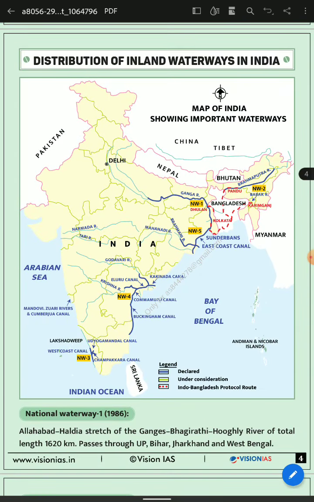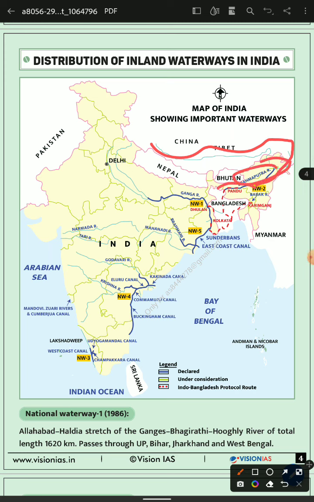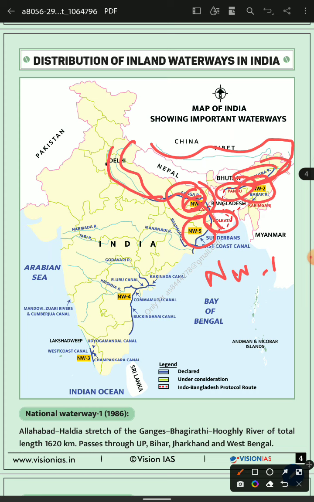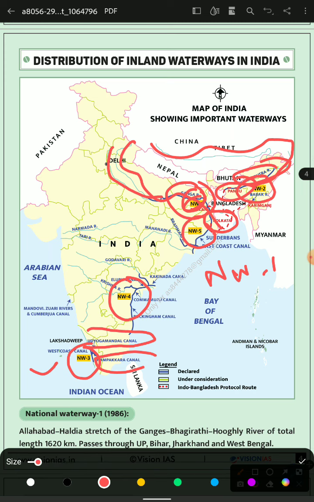You can see this is the map of India. The Brahmaputra comes in on this side, then the Padma, and that is the Ganga river, and this is the tributary of the Yamuna and the Ganga. National Waterway number 1 is from Haldia to Allahabad, then there are National Waterway number 2, number 4 and number 5. UPSC asked about national waterways, canals, the Chambal canals, and also Lakshadweep and the Caribbean Sea.